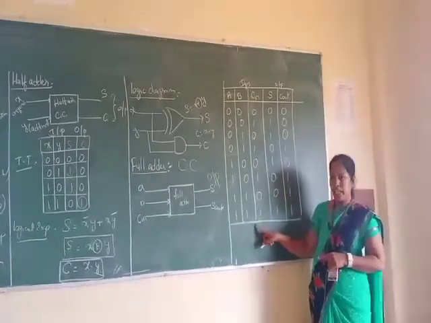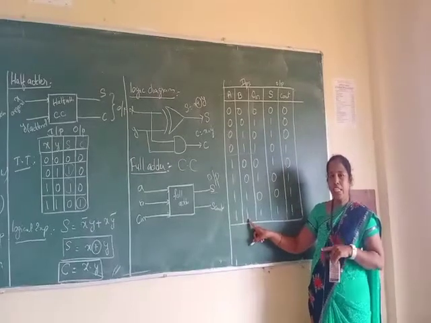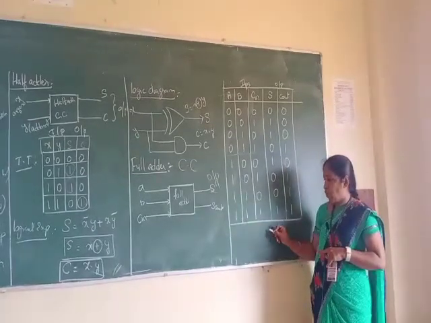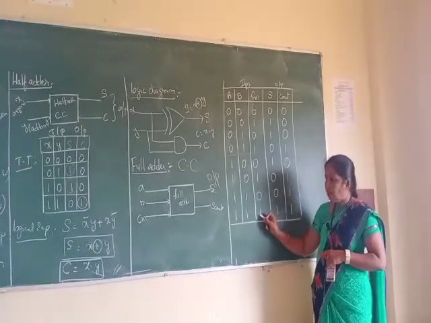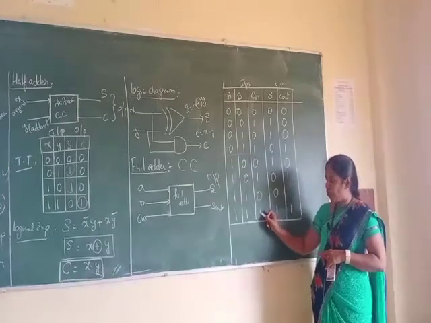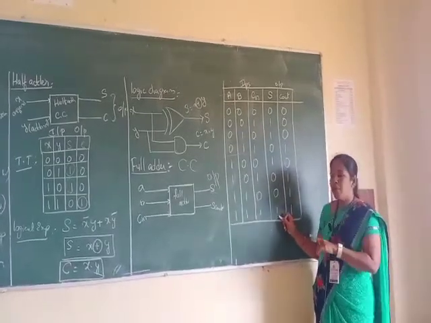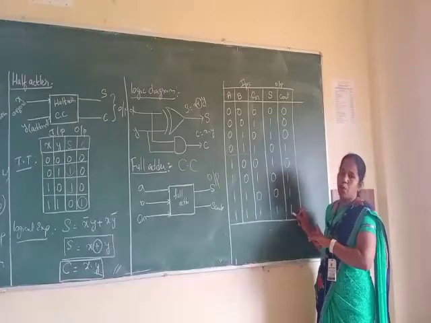The last one is a special case. 1 plus 1 is 0 with carry 1, and one more 1 is there. So 0 plus 1 is 1. The sum value will be 1 and the carry value will be 1.